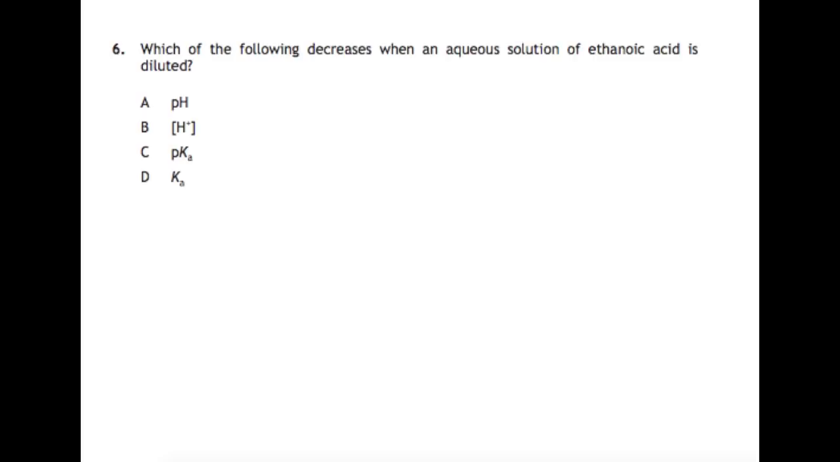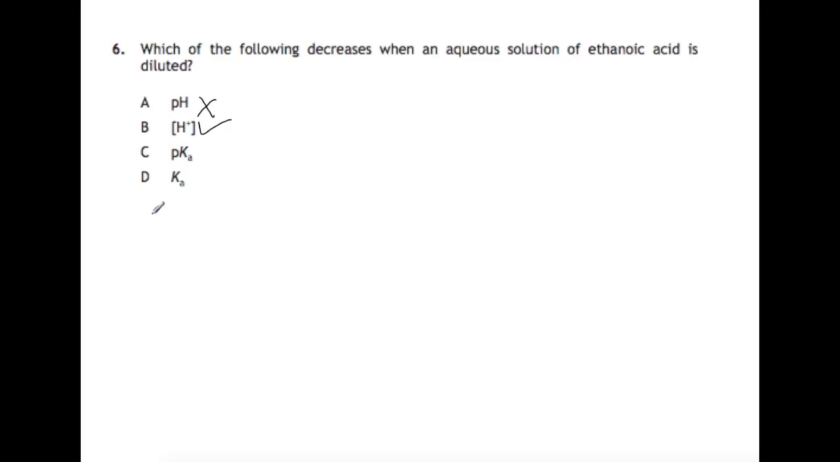So this question here is making sure that you know all of your definitions about acids. So we have an aqueous solution of ethanoic acid. Ethanoic acid is a weak acid, and we're diluting it. Whenever you dilute any acid, you are reducing the concentration of H+ ions, which means that the pH will increase. So the pH A there can't be the answer. Looks like H+ concentration will be our answer, as it will decrease.